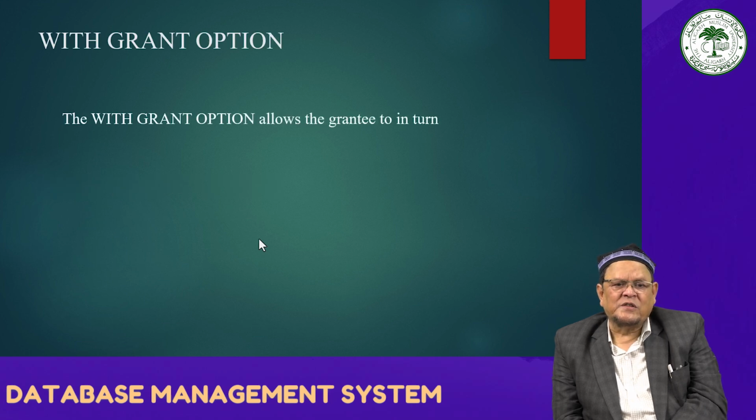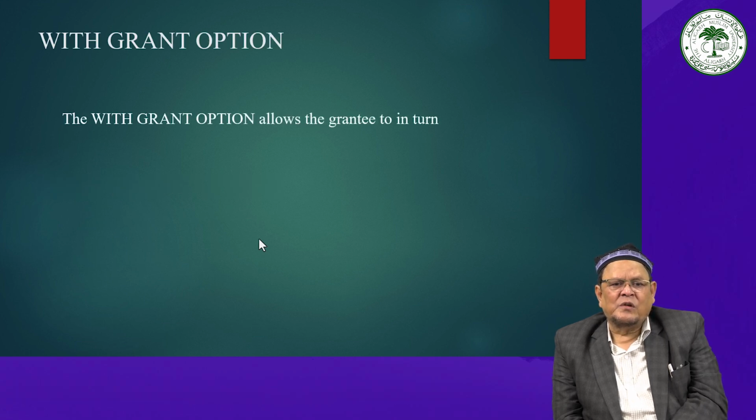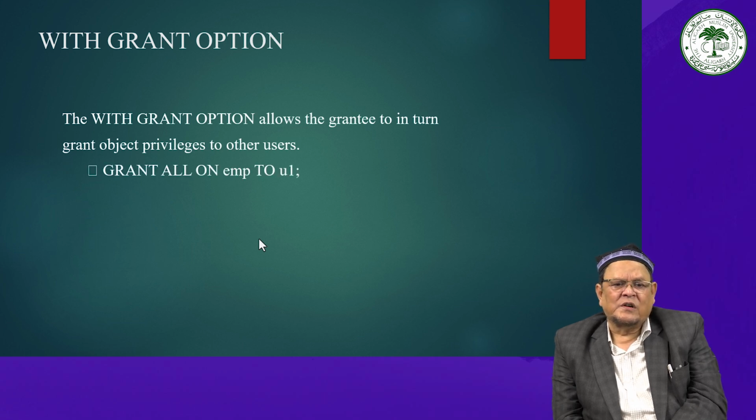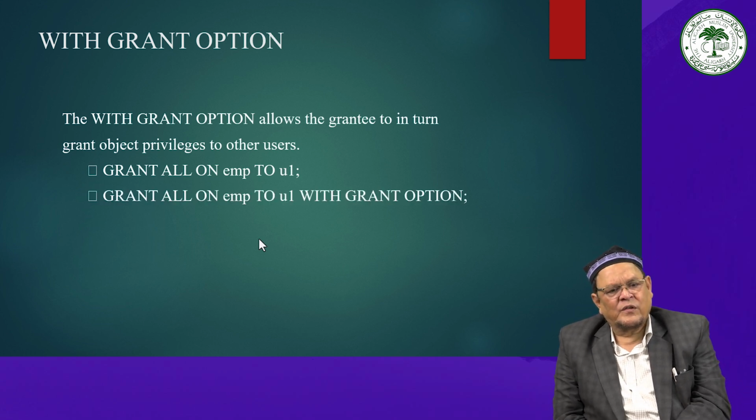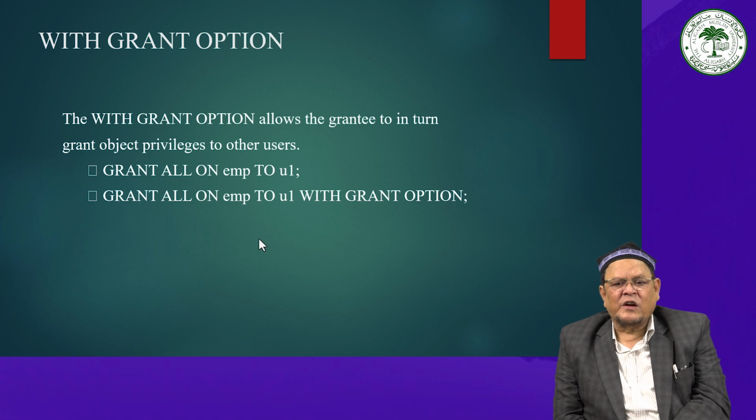With grant option allows the grantee to in turn grant object privileges to other users. Grant all on imply to U1. Grant all on imply to U1 with grant option.